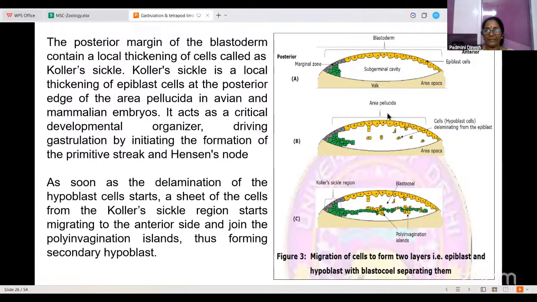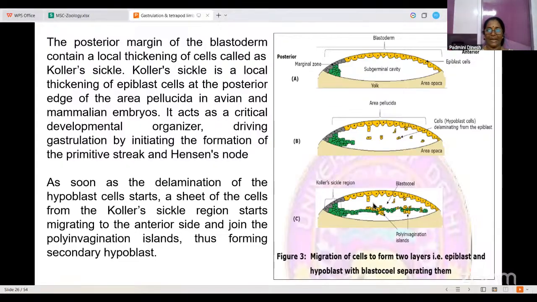So here you can see the area pellucida, which is where the epiblast is going to be formed, and around it is the area opaca. And the cells are moving inside by a process called delamination of the epiblast. Delamination is when the cells from the epiblast get cut off, the connection gets cut off, and these cells move inside into the cavity, which is going to slowly form the hypoblast and the mesodermal cells.